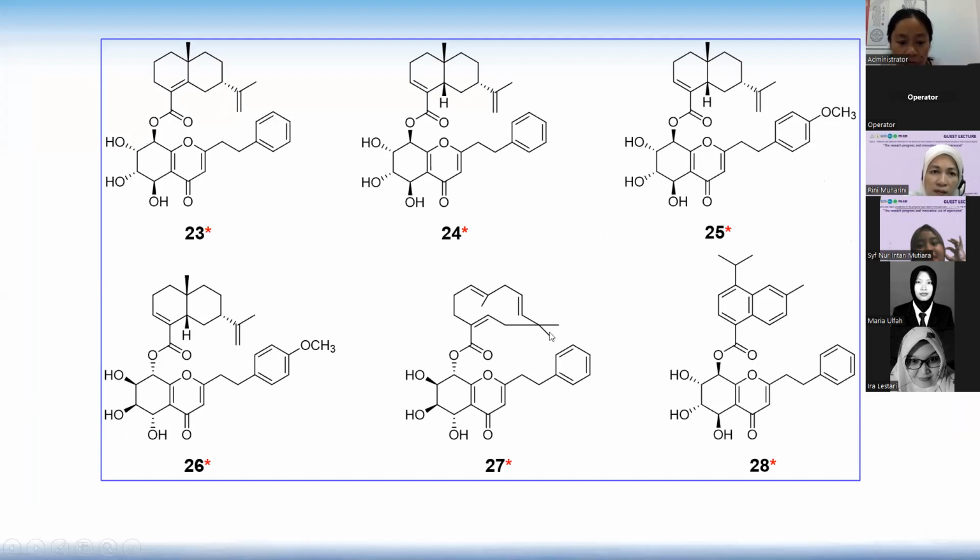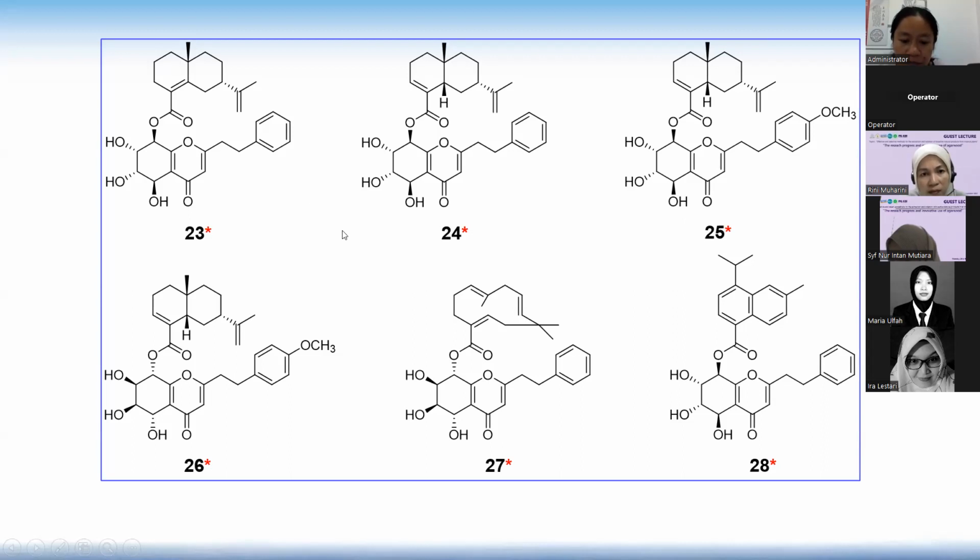And from this sample, another special type of compound is the dimer consisted by 5,6,7,8-tetrahydro-2-phenylethylchromone and sesquiterpene. This is the first time to find this type of compound from agarwood. Before we also had one, but this sesquiterpene is different.